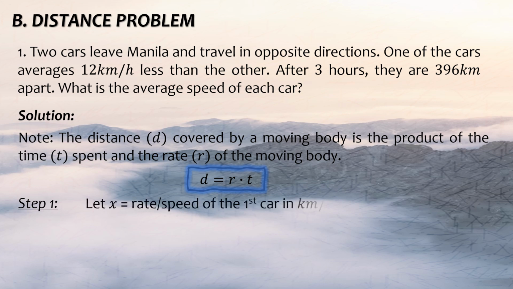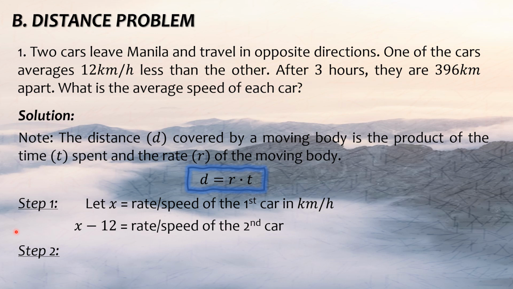So, step 1, let x be the rate or speed of the first car in kilometers per hour. And then, sabi dyan sa problem, ang isang sasakyan ay 12 kilometers per hour less than the other. Ibig sabihin, mababa ng 12 kilometers ang isang sasakyan doon sa isa pang sasakyan. So, let us represent it as x minus 12, which is the rate or speed of the second car.